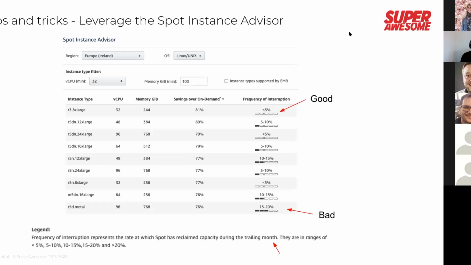Another one is to use the Spot Instance Advisor. So as I said earlier, you can lose your instances on short notice. You can get a 2 minutes notice from AWS.